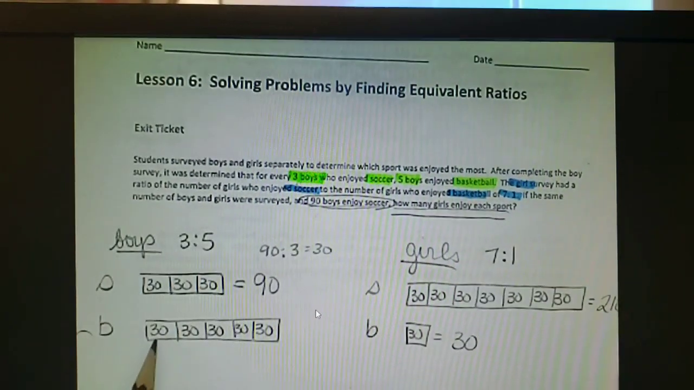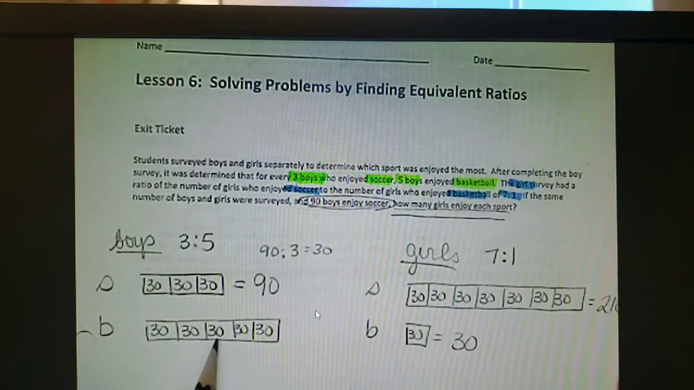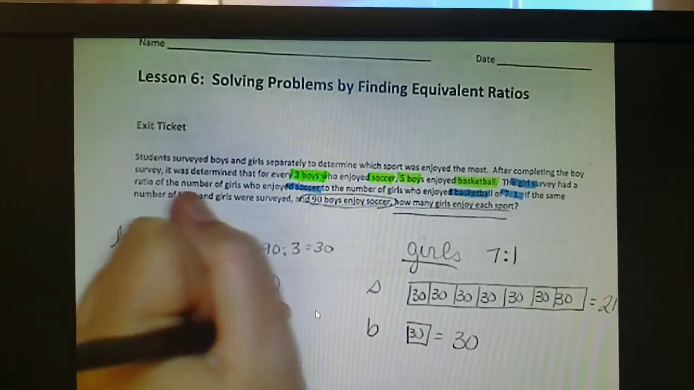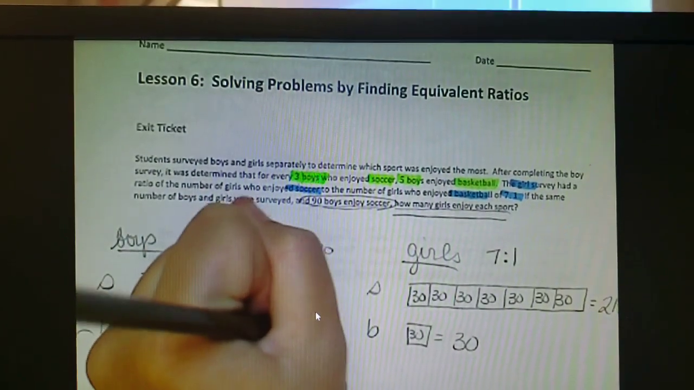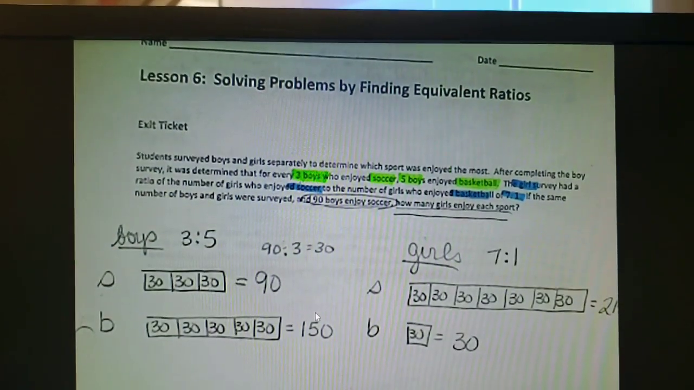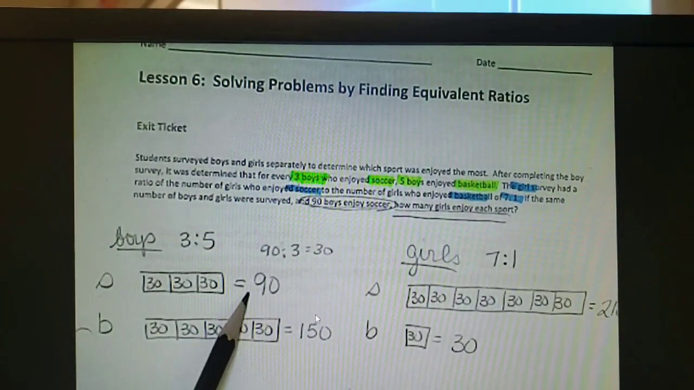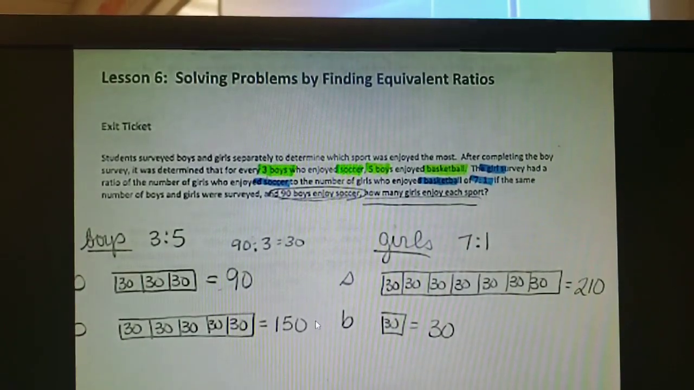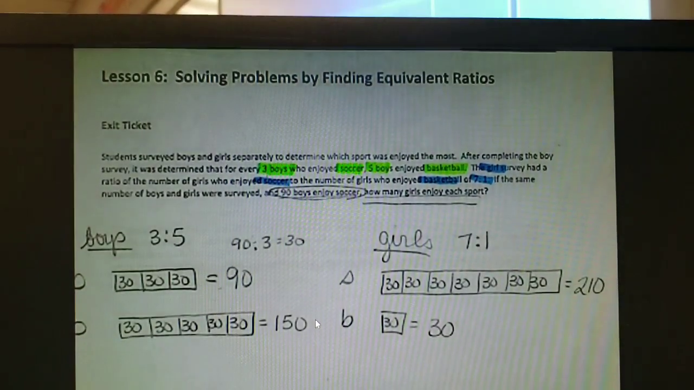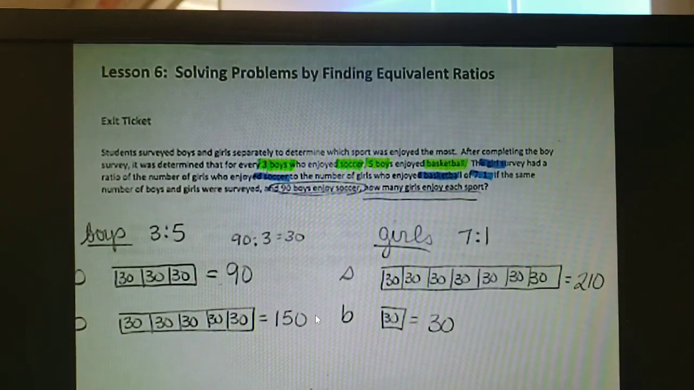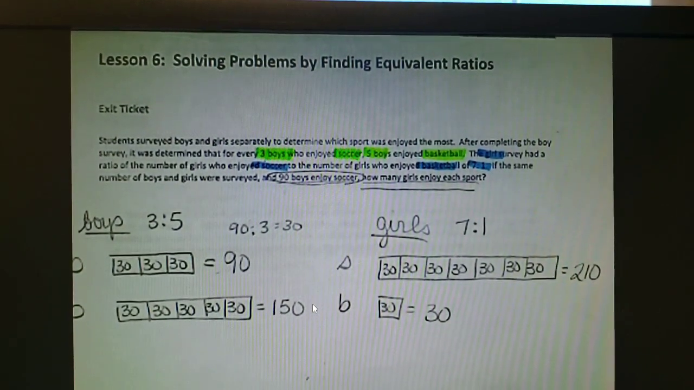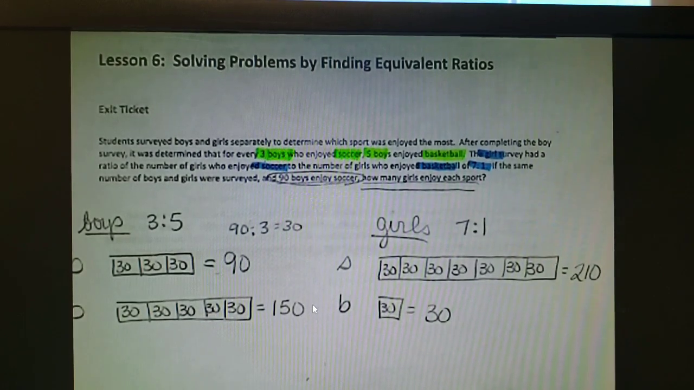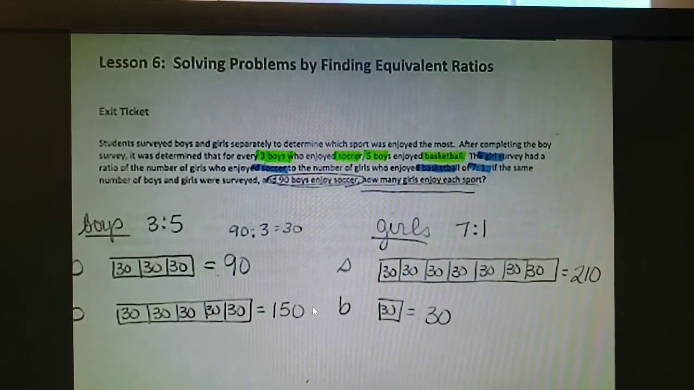And if we looked over here, this is 30, 60, 90, 120, 150. Okay, if we added 150 plus 90, that's 240. This is also 240. Okay, it works because we asked the same amount of people for our things. So if this was your homework, we would write out a sentence for the exit ticket.